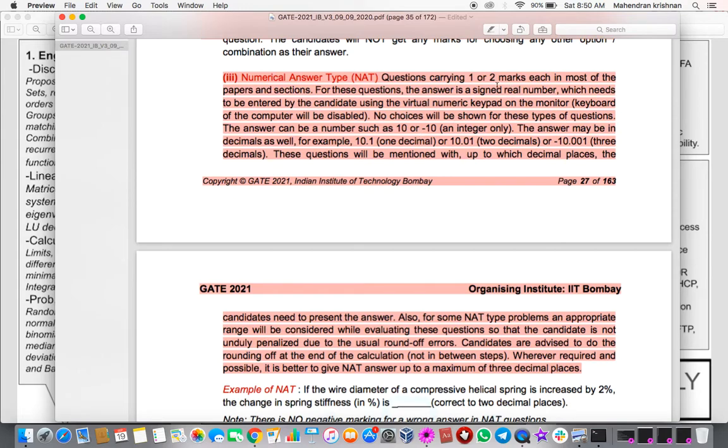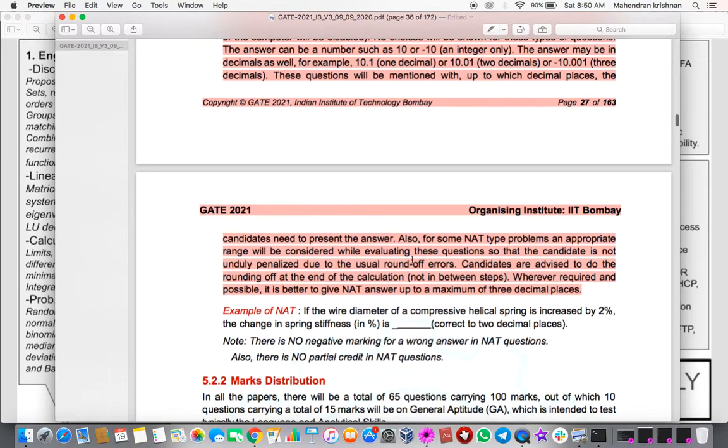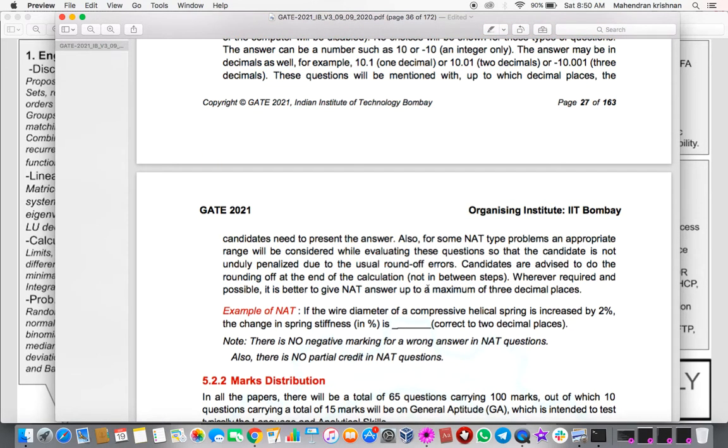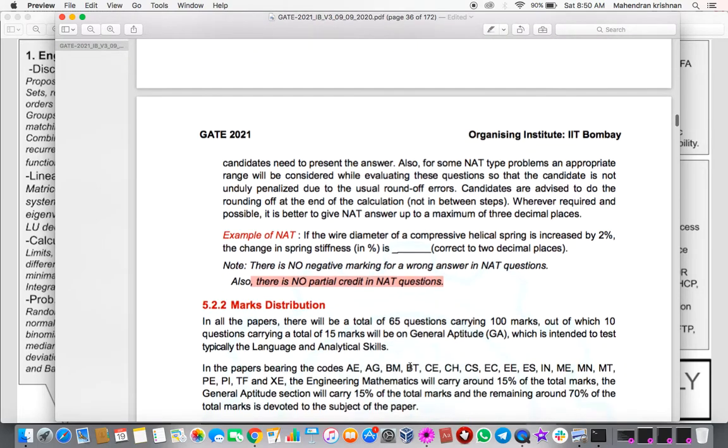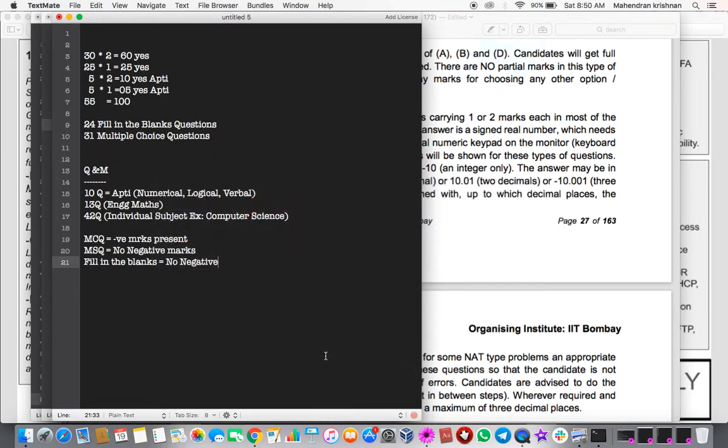The answer is a signed real number. It could be plus 10, minus 10, plus 10.01, or minus 10 point something. It could be minus 0.1 or plus 0.235. Three-digit accuracy they ask us to mention, so three decimal places. No negative marking for a wrong answer in NAT. No partial credit also.